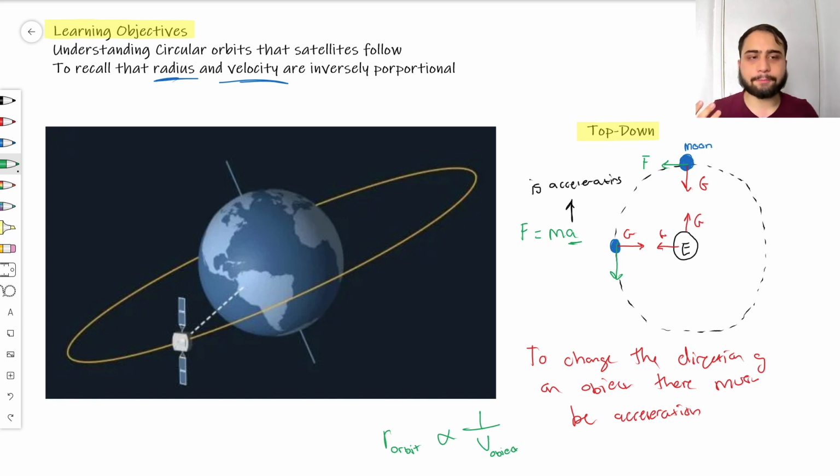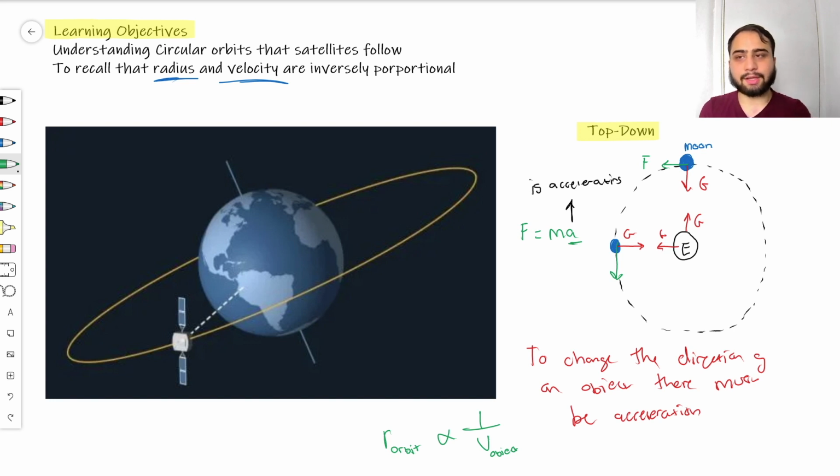Well, this is linked to something called centripetal acceleration. That's the fancy physics word for acceleration that only changes direction. This is something that I cover more at A level, but for now you really need to understand that the higher an object is away from another object, say if the moon was twice this distance, it would orbit the Earth at half the speed. Radius between an orbiting object and the object itself is inversely proportional to velocity.